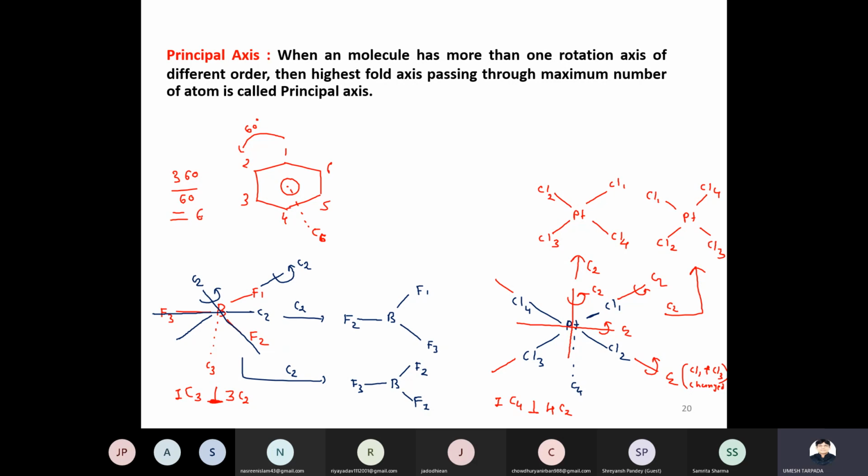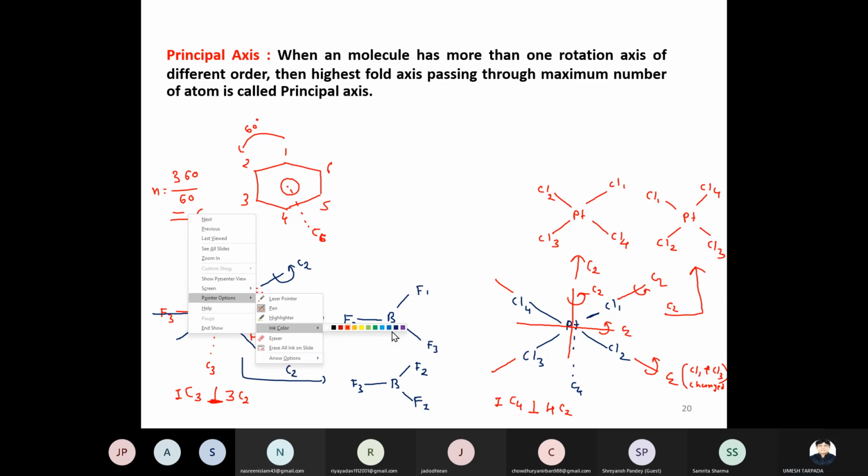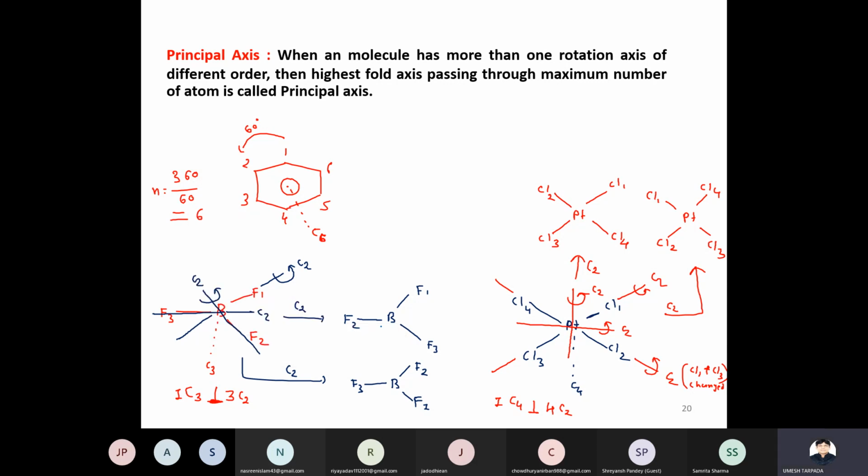6. So therefore n is equal to 6, C6. Now apart from this C6, how many C2 are there? C6 is the highest pole axis and C2 is the lowest pole.